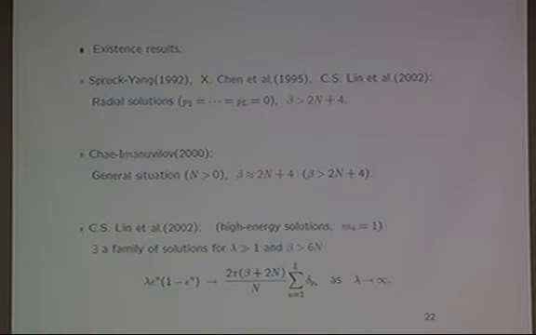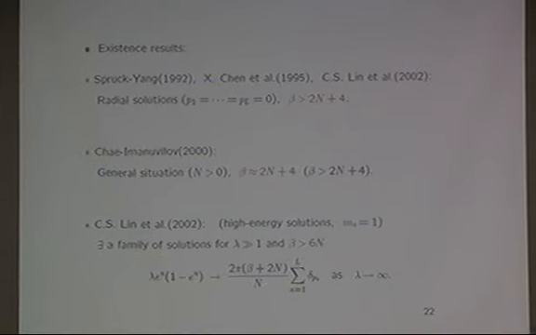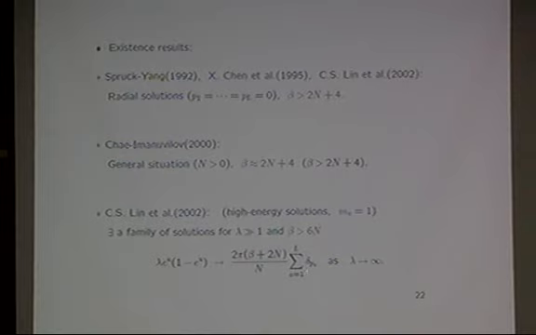In this case, he assumes that each multiplicity equals 1, and the locations of the vortex points Pj satisfy some symmetric conditions. He also assumed that lambda is sufficiently large and beta must be greater than 6n. Then he showed that there exists a family of solutions such that the nonlinear term shows concentration phenomena near each singularity as lambda tends to infinity.